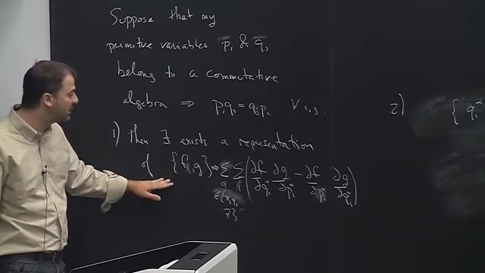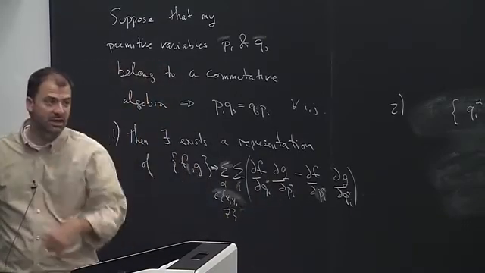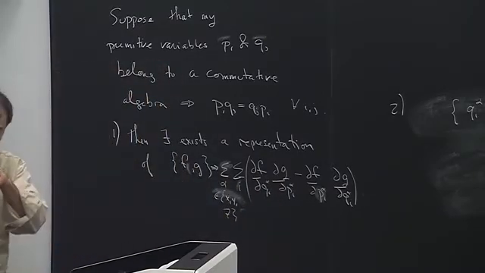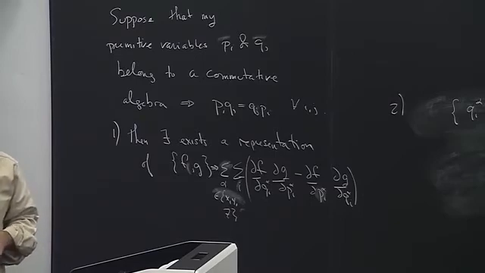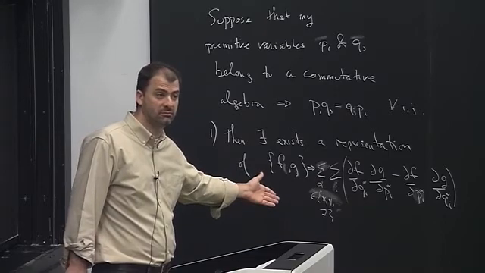I know how to prove it. All you do is take this object, make sure it satisfies all 5 postulates of the Poisson bracket, and then you confirm that this is indeed a representation.